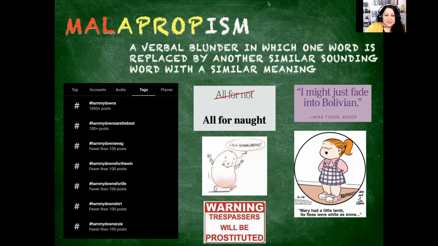Okay. So let me give you an example. People say all for not, N-O-T. That's not correct. The actual phrase is all for naught, N-A-U-G-H-T. Okay. When I was a kid, I always used to say, I'm a human being, I'm a human being, because I did not realize that it was human being. Okay.